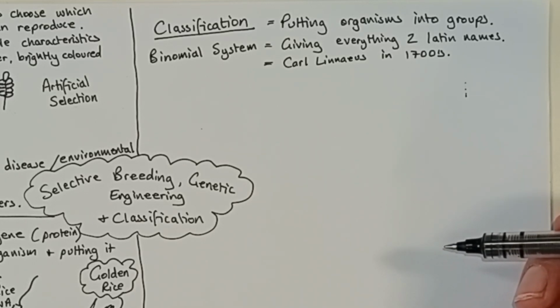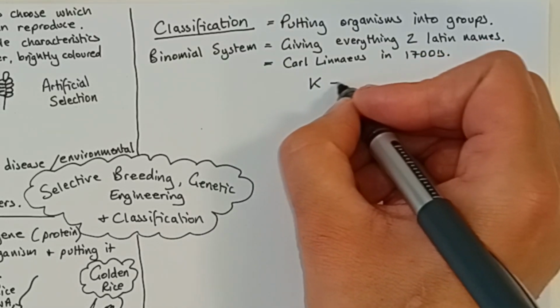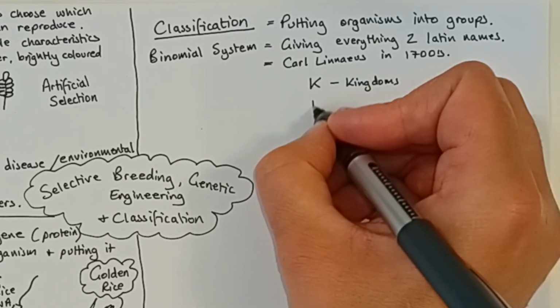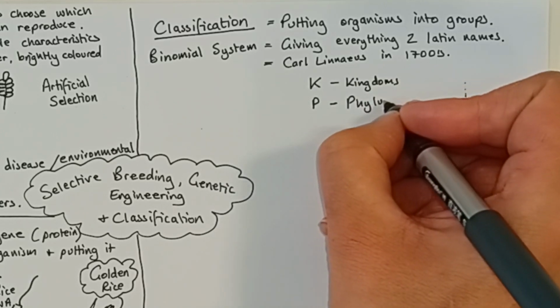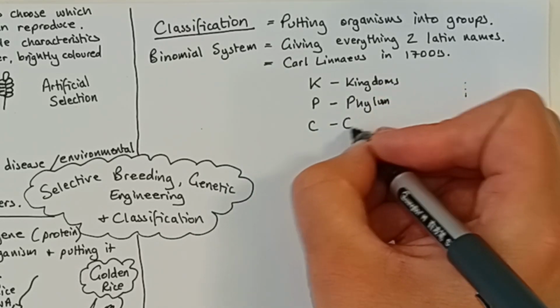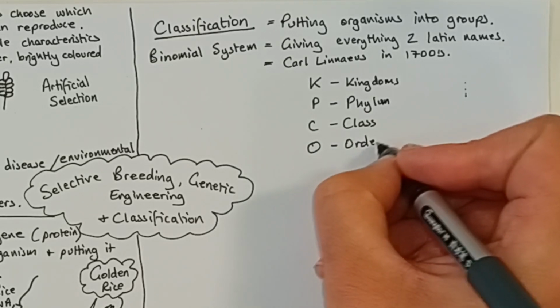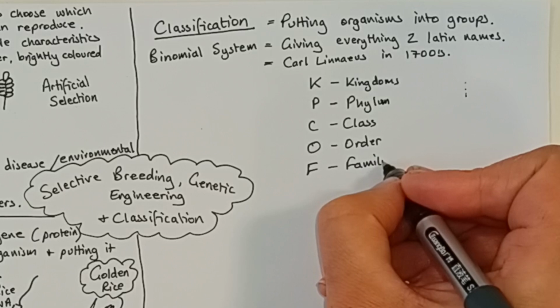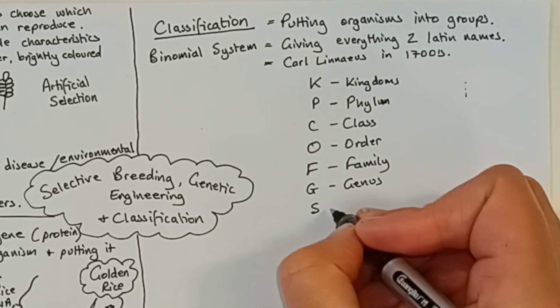grouping things into big groups and then smaller subgroups and smaller subgroups. And those groups were kingdom, phylum, class, order, family, genus, and species.